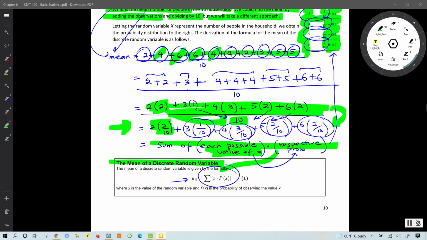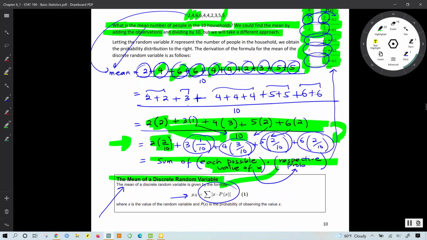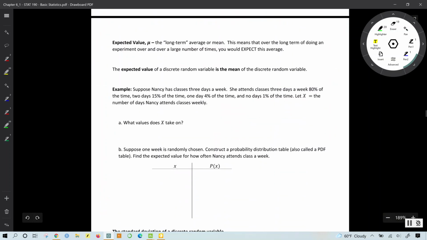At this point, we want to ask ourselves, what does this mean of a discrete random variable do for us besides being a measure of central tendency? The answer lies in another name for the mean of a random variable, and that is the expected value. The mean, denoted by mu.